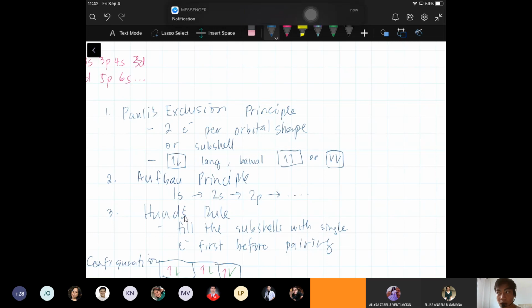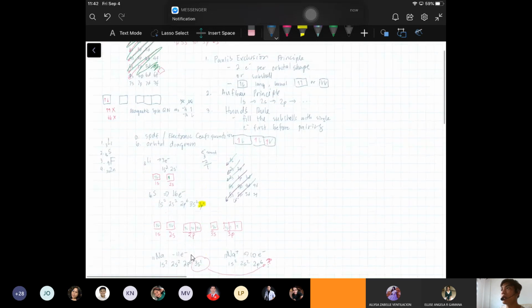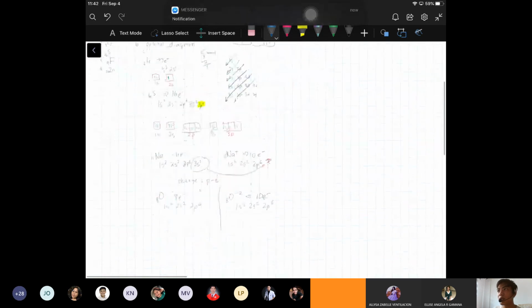Number 3, you have your Hund's rule. So ano meron sa Hund's rule natin? When filling the subshells, no, or the orbital diagram, you fill the boxes, no, with single electrons first, no. Isa-isa muna before you start pairing, no. Isang pataas, pataas, pataas bago yung pababa, pababa, pababa, no. So yan. So yan lang yung lesson natin for today, no.